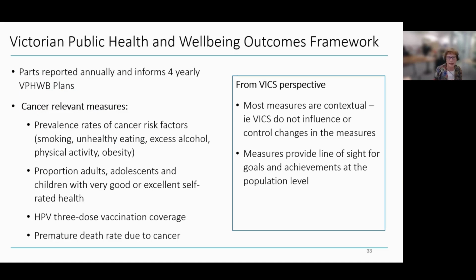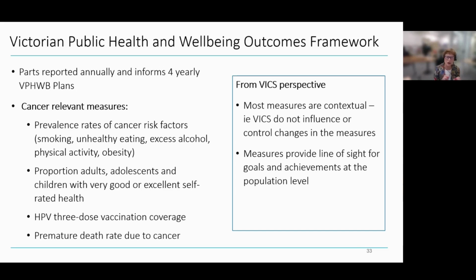Parts of that framework are reported annually. It has never all been reported on, and there are some measures that are not developed. So it hasn't been implemented completely as planned. However, importantly, it informs the 4-year Victorian Public Health and Wellbeing plans, which mostly focus on risk factors, and then on the core risk factors for cancer.